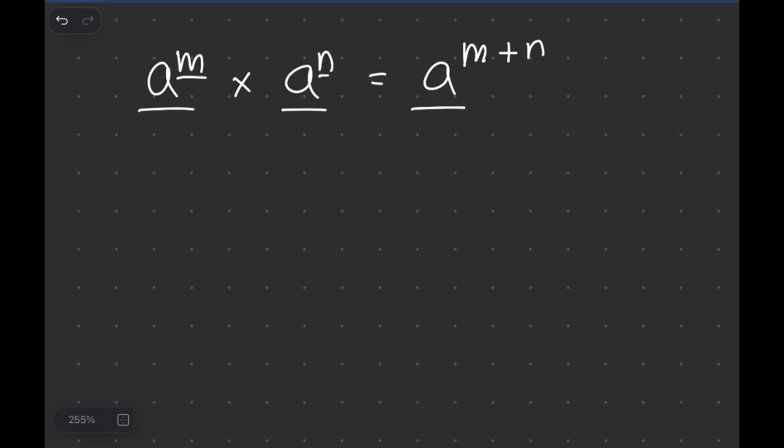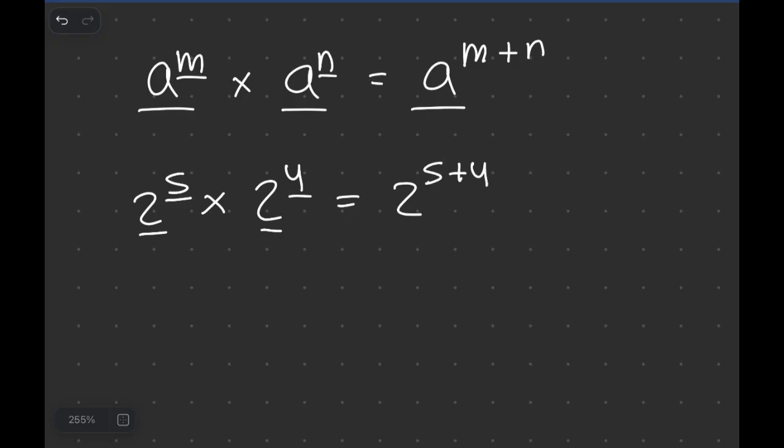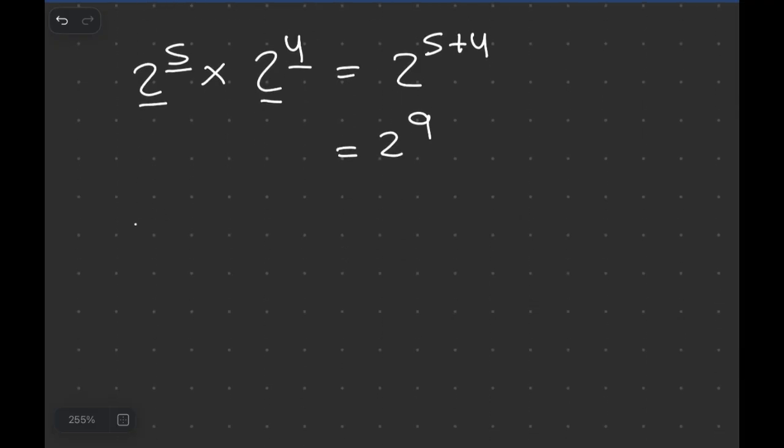So, for example, 2 to the 5 times 2 to the 4 is equal to just keeping the same base, 2 to the power of the addition of the exponents, which is 5 and 4, which is equal to 2 to the power of 9. And also if we take 2 times 2 to the 8, you know that 2 is the same as 2 to the 1, so it's just 2 to the 1 plus 8, which is equal to 2 to the 9.